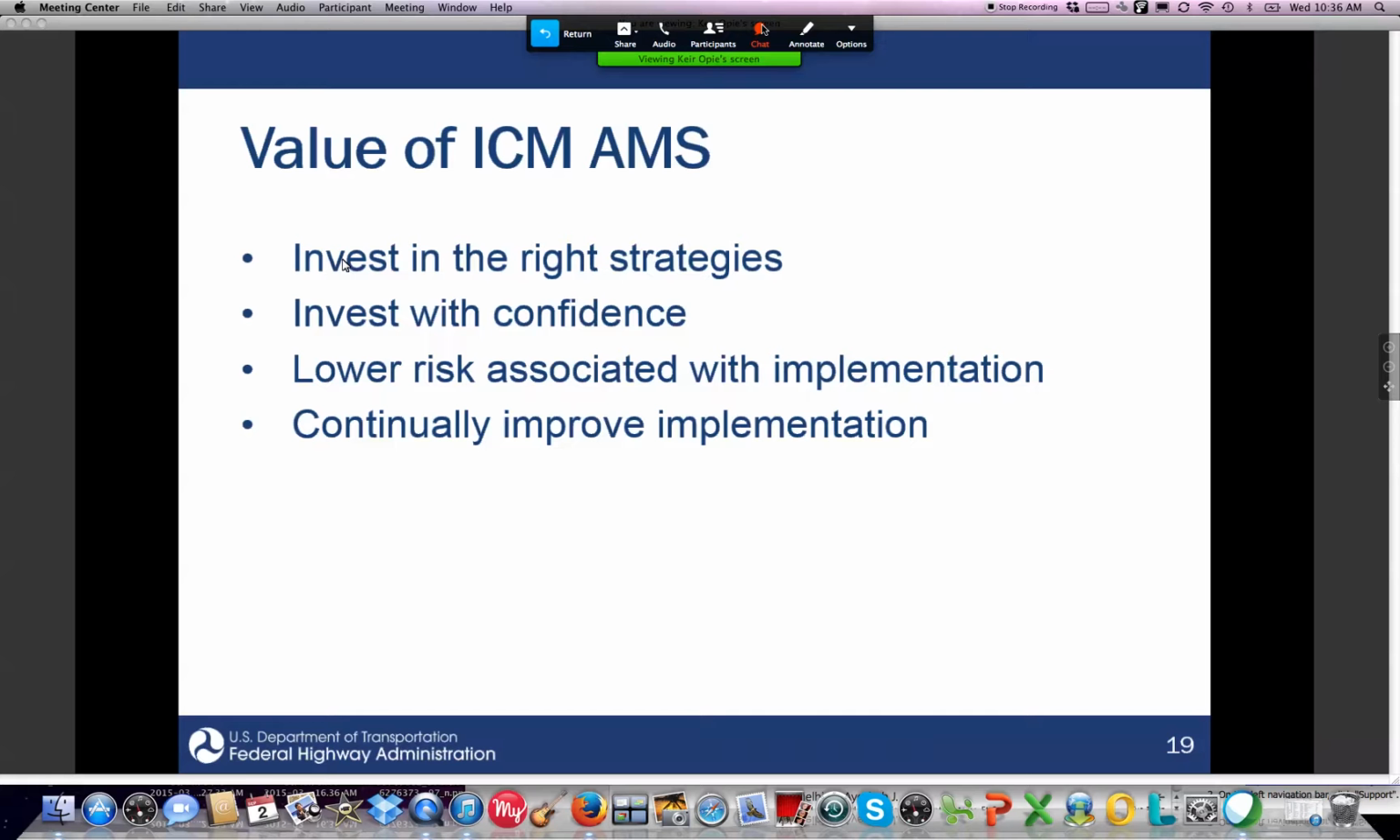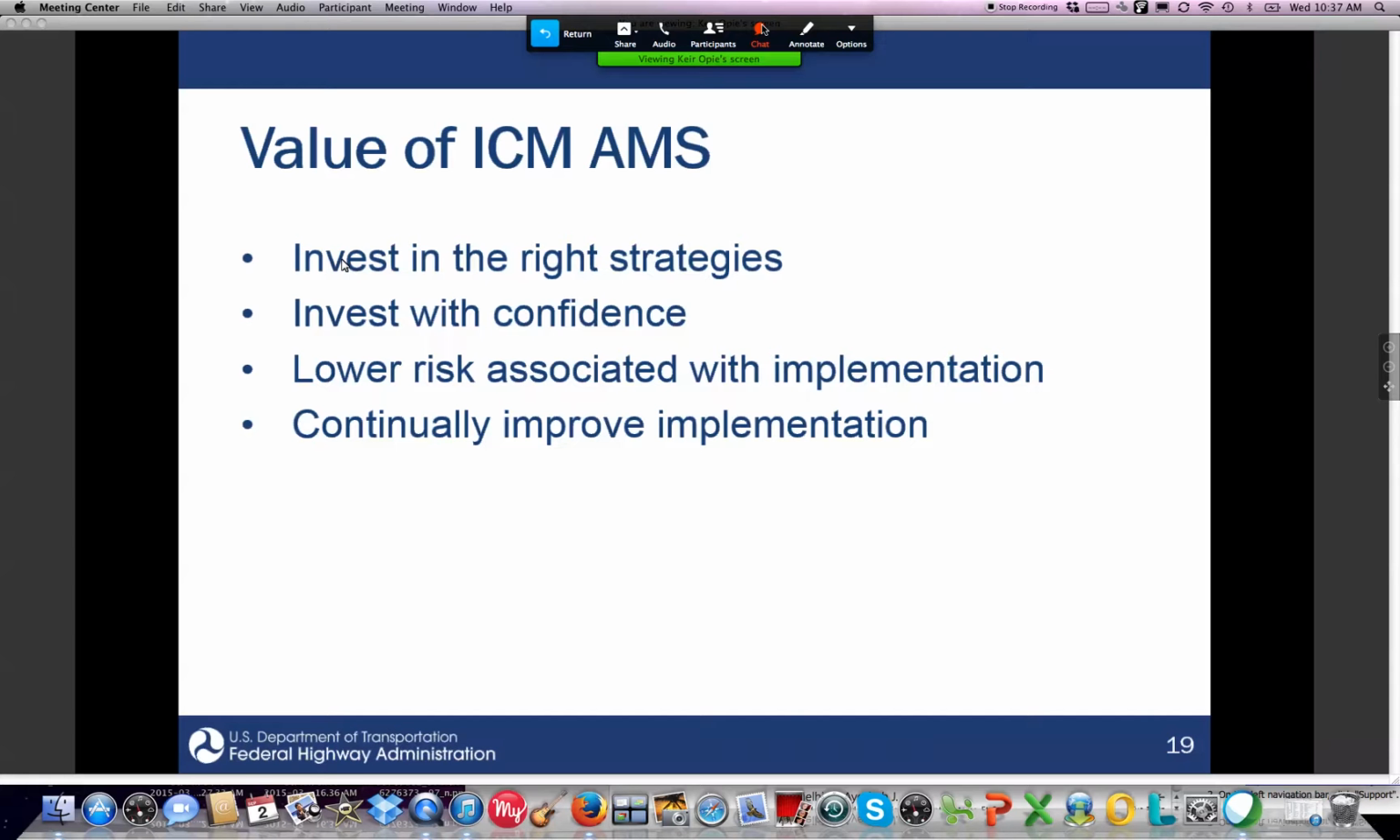It also helps you invest with confidence. It helps estimate the benefits of what you may get out of an ICM system. It helps drive home the fact that you're going to be seeing benefits from your system, so it can help decision makers feel more comfortable pushing forward as well. It may help reduce some of that institutional risk that may be associated with moving forward and investing in an ICM strategy. It also helps lower risk with an actual implementation.